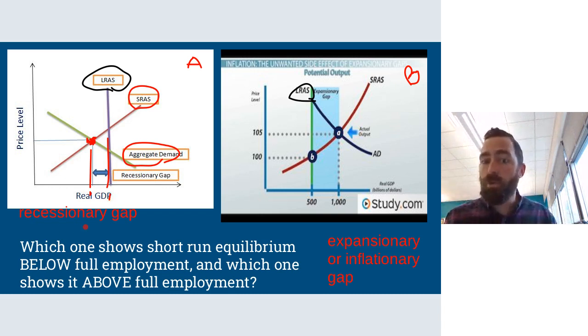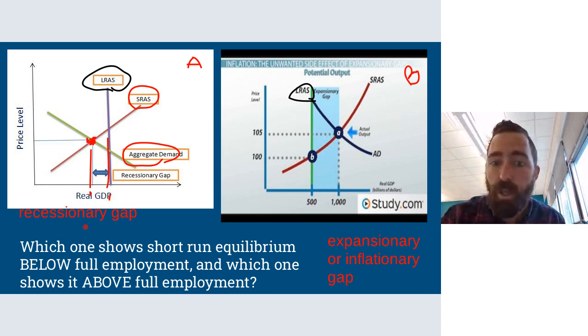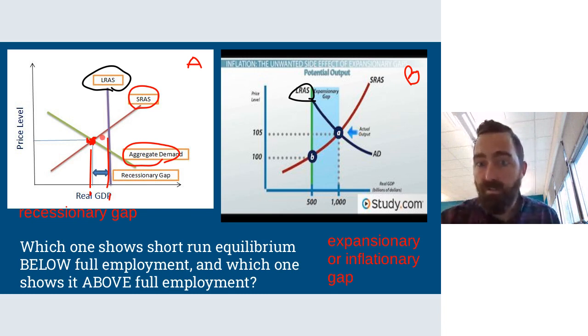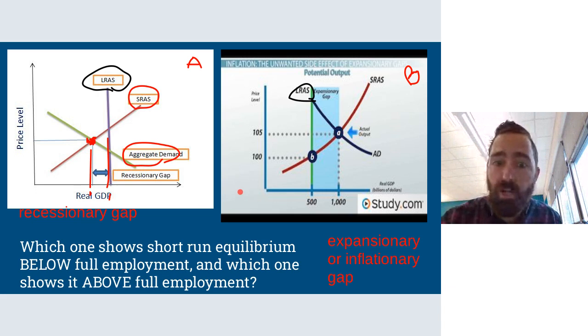This is a recessionary gap. Your economy's in a recession. So in future units, we'll talk about what the federal government, what the Federal Reserve Bank does to fix that. You know, this is like COVID-19, guys. This is COVID-19. This is the 2008 housing market crash. This is the 1929 Great Depression. This is a recessionary gap.